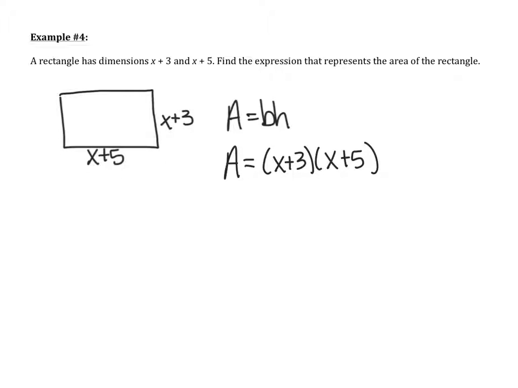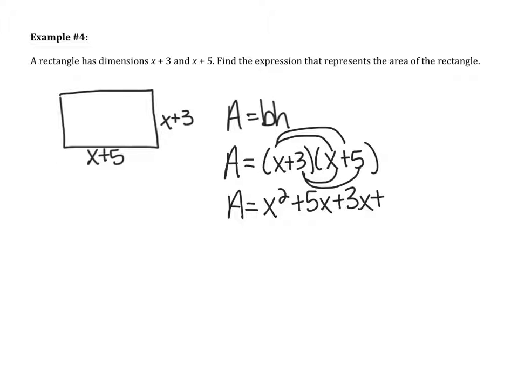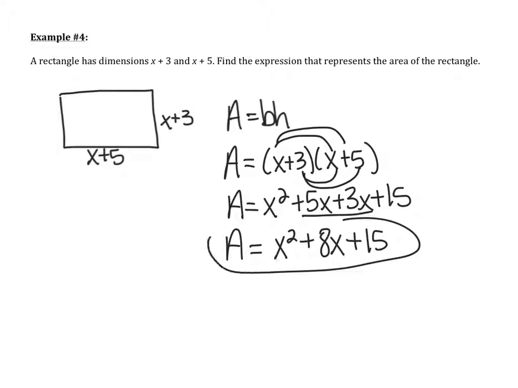So a binomial times a binomial, I'm just going to distribute. X times x is x squared. X times 5 is 5x. 3 times x is 3x. And 3 times 5 is 15. And of course, just combine like terms. So our area formula would be x squared plus, I'm going to combine these, so it would be 8x plus 15. So this expression represents the area of the rectangle with dimensions of x plus 3 and x plus 5.